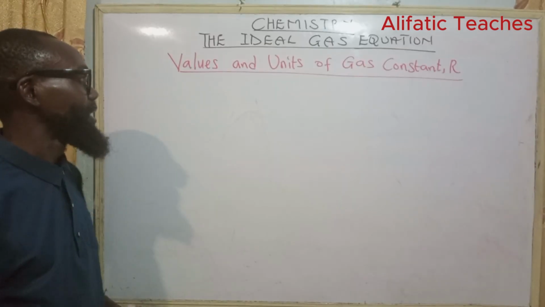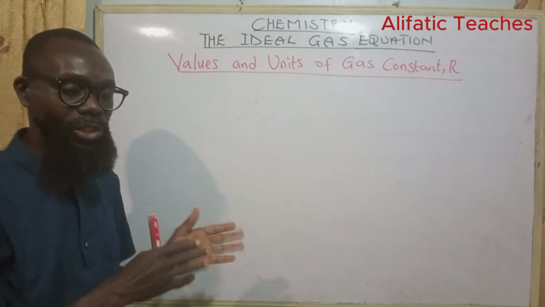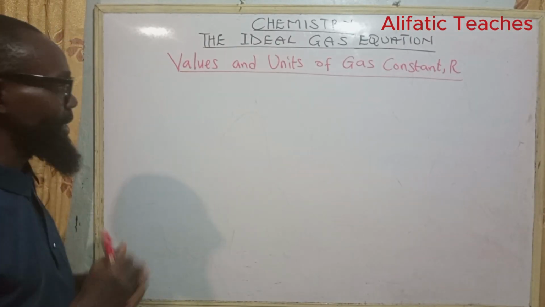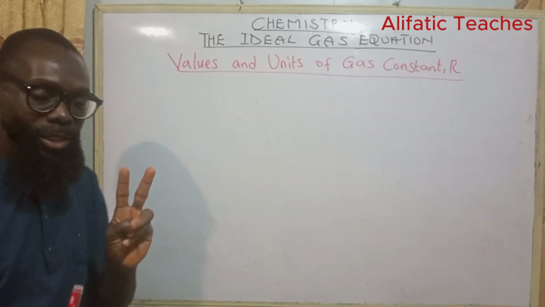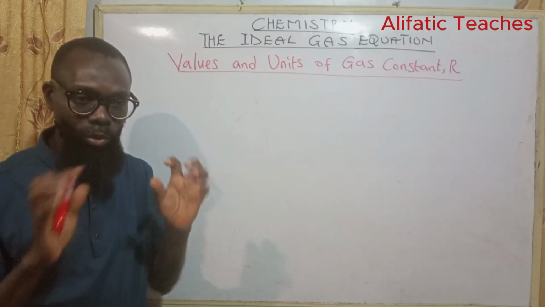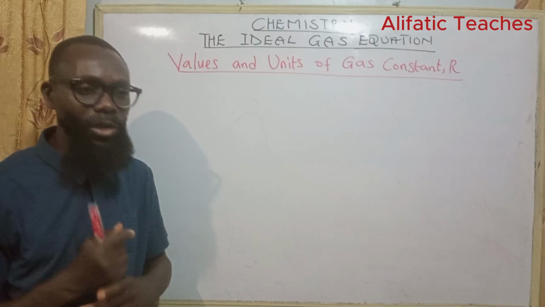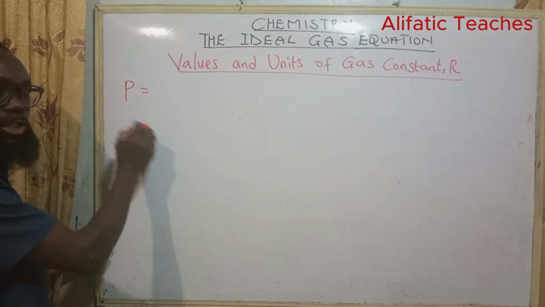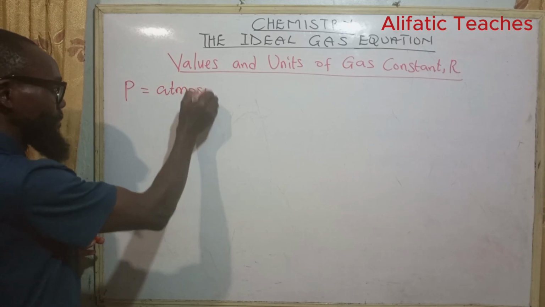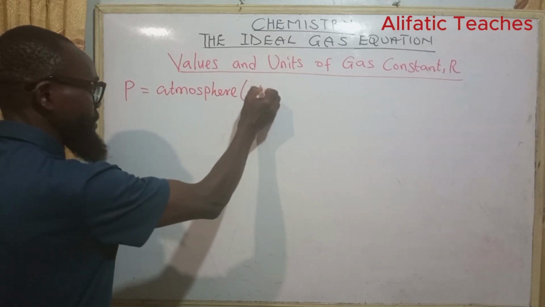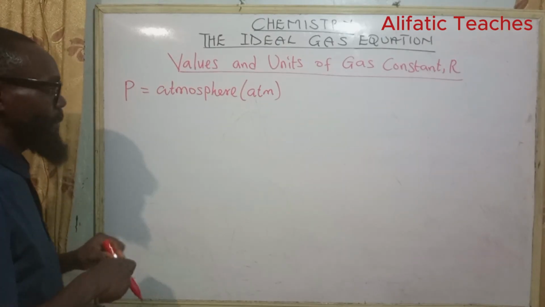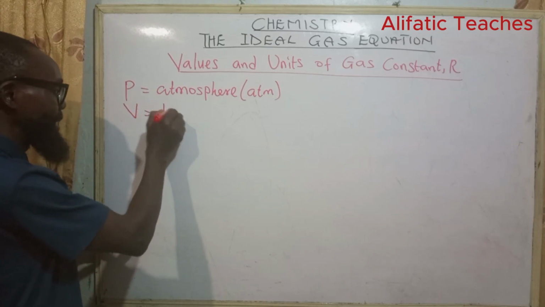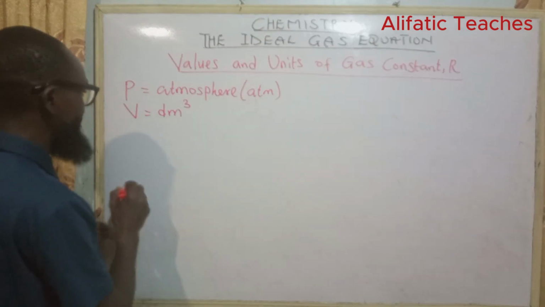We want to look at the values and units of the gas constant R. This gas constant has about two different values, depending on the units. The first one we are going to look at is when our pressure is measured in atmosphere, that is atm. When the pressure is measured in atmosphere, then our volume is measured in decimeter cube, and the amount in moles.